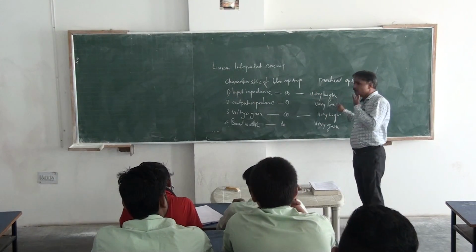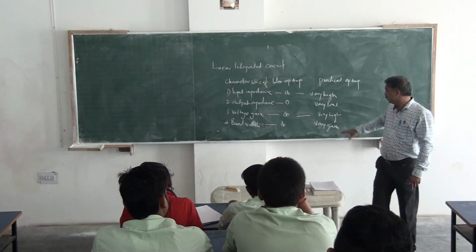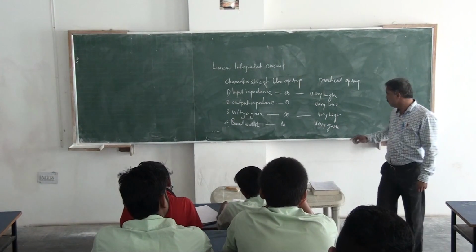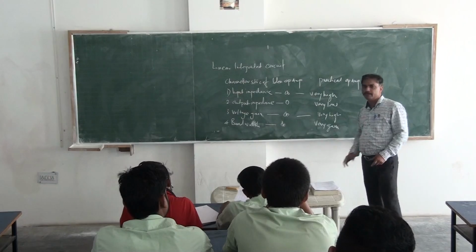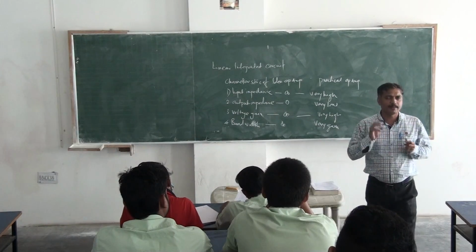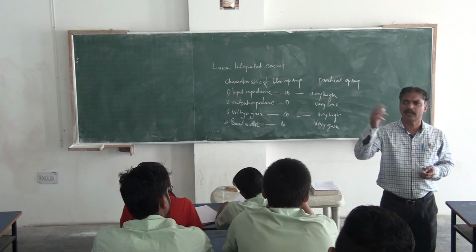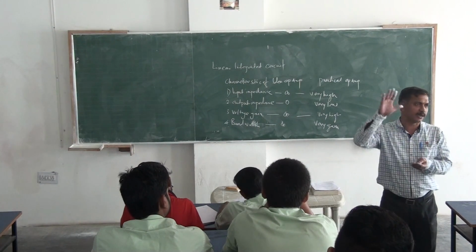Input impedance should be in terms of mega ohms, then output impedance in terms of ohms, then we have voltage gain. As far as a practical op-amp is concerned, if it is open loop, it will be very high, in the range of 2 lakhs or 20,000.